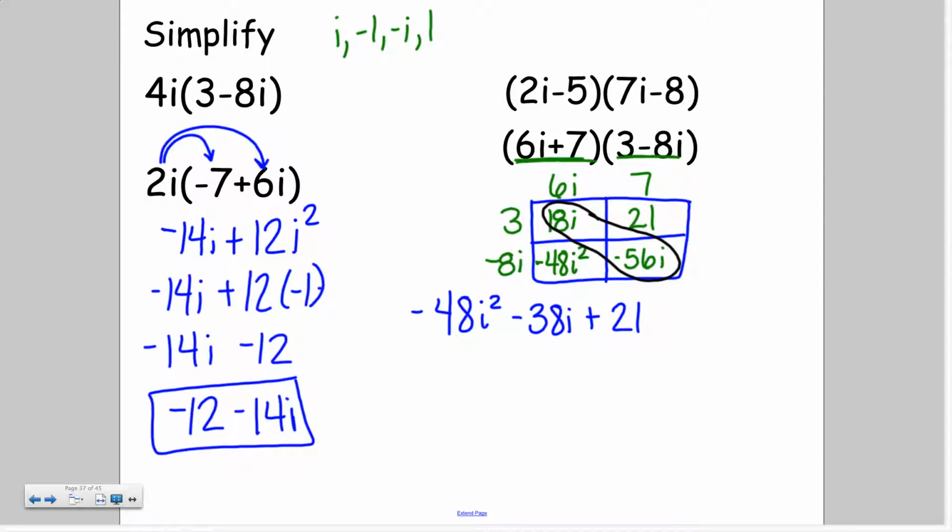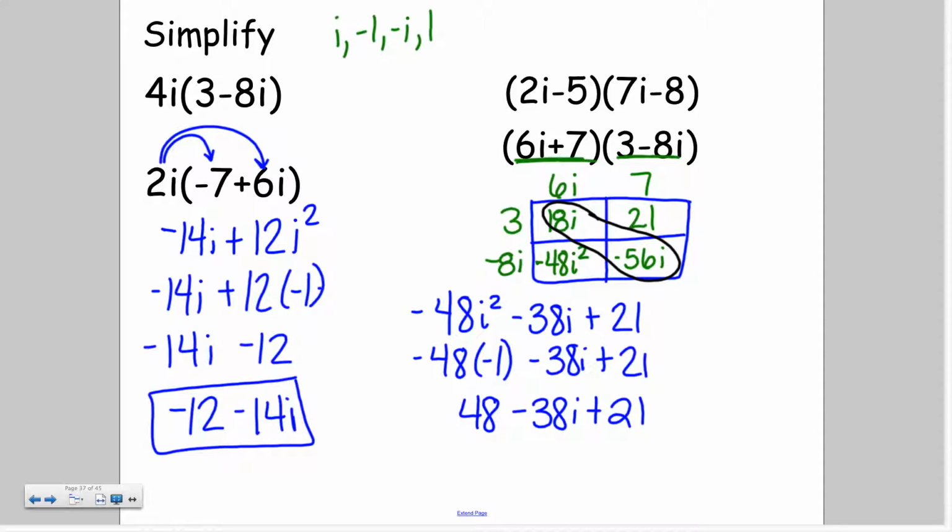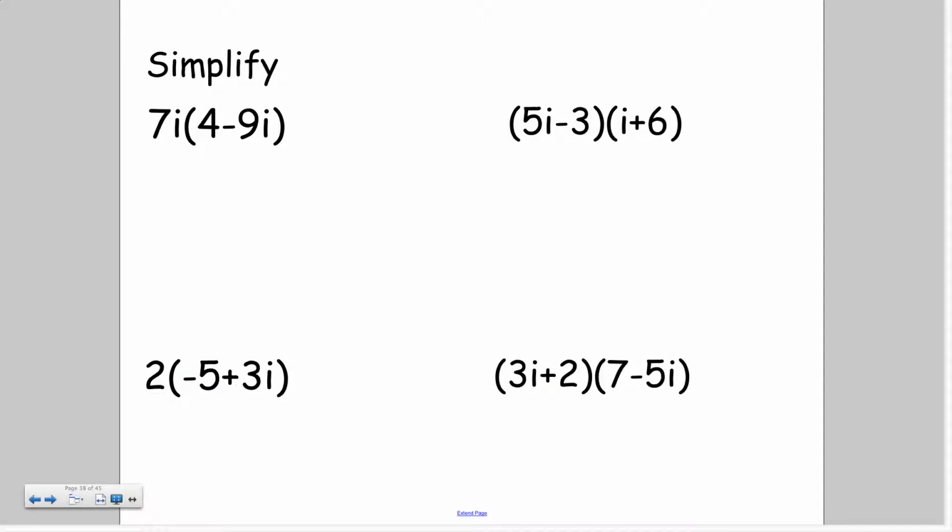Now, I need to get rid of that i squared, so we know that that is a negative 1. Hopefully by now we know. Negative 48 times negative 1, minus 38i plus 21. Negative times a negative gives me a positive, so 48 minus 38i plus 21. I need to combine like terms, so 48 plus 21 is going to be 69 minus 38i. So that is those.